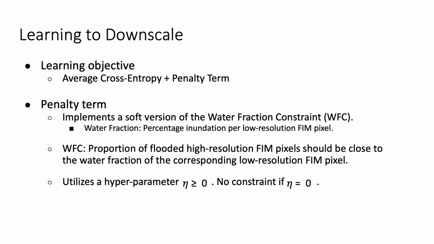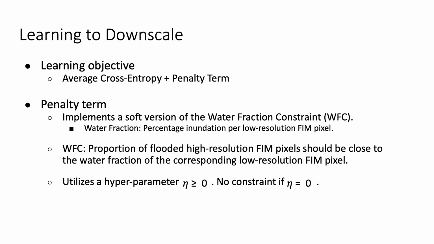We use average cross entropy as our loss function. This is different from conventional super-resolution tasks that usually use mean squared error or an L1 loss. This is because our output is a pixel-wise classification of either flood or no flood.